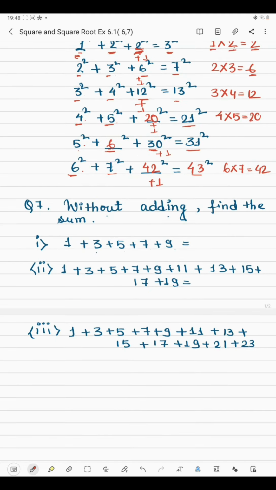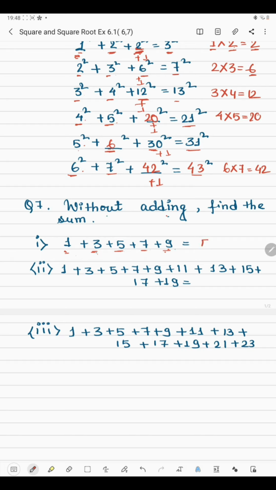So this is all about question number 6. Now in the next question we have, without adding, find the sum. Here if you see, all odd numbers are there, 1, 3, 5, 7, 9, all odd numbers are there. Now without adding we will have to find the sum of this. Now how to find the sum of this? Now, if odd numbers are there and if you count the number, suppose here 1, 2, 3, 4, 5, here total 5 odd numbers are there.